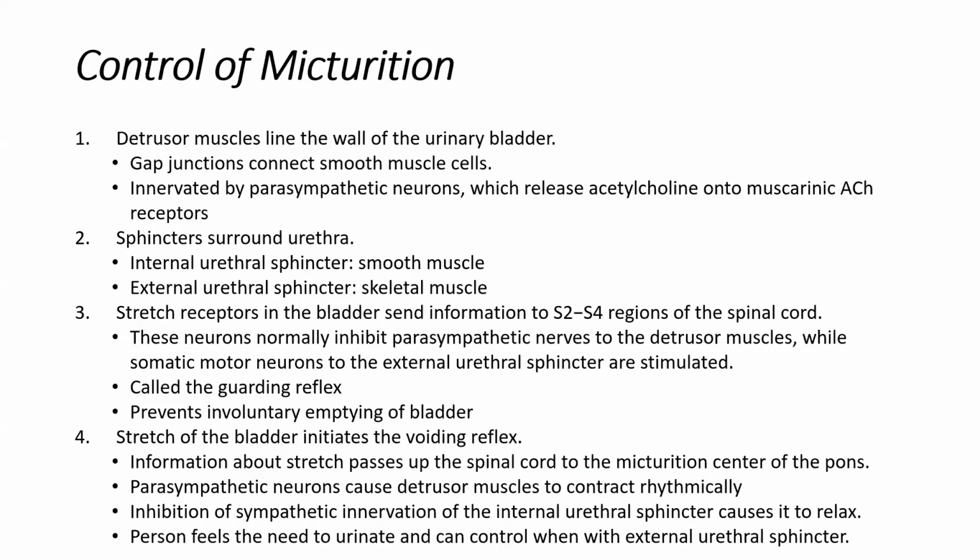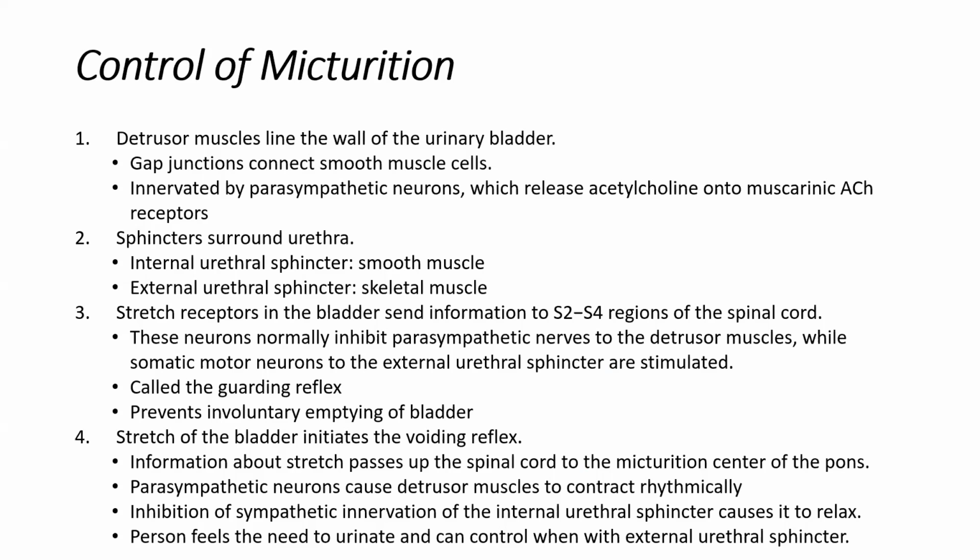So the detrusor muscle is the muscle that lines the wall of the urinary bladder. It is smooth muscle, so it's not under our voluntary control. It is extensively connected via gap junctions, and it's innervated by the autonomic nervous system. So it's going to be innervated by the parasympathetic, which is one of the divisions of the autonomic nervous system that's important for voiding of the urine.